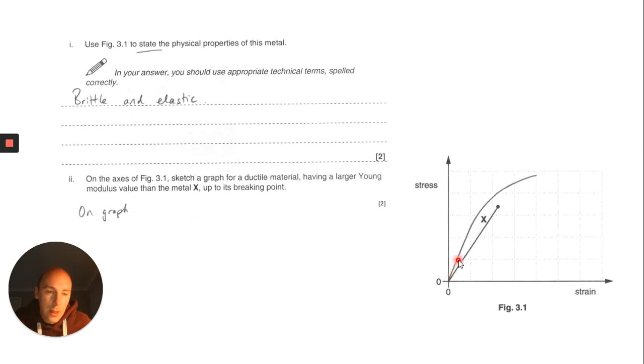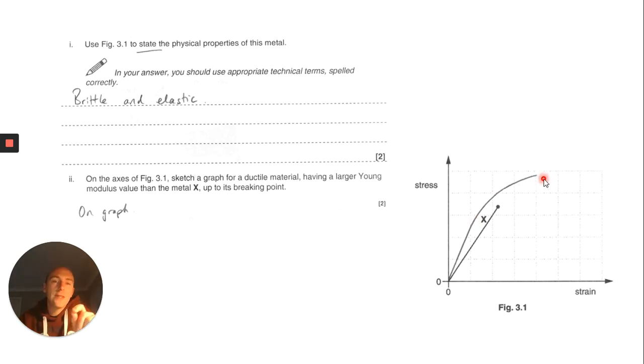See, it has a steeper gradient in the straight line section because that's the larger Young modulus. Stress over strain is the modulus. So if stress over strain is the gradient, then a bigger Young modulus means a bigger gradient. And then as it's ductile, it has a hard plastic region.